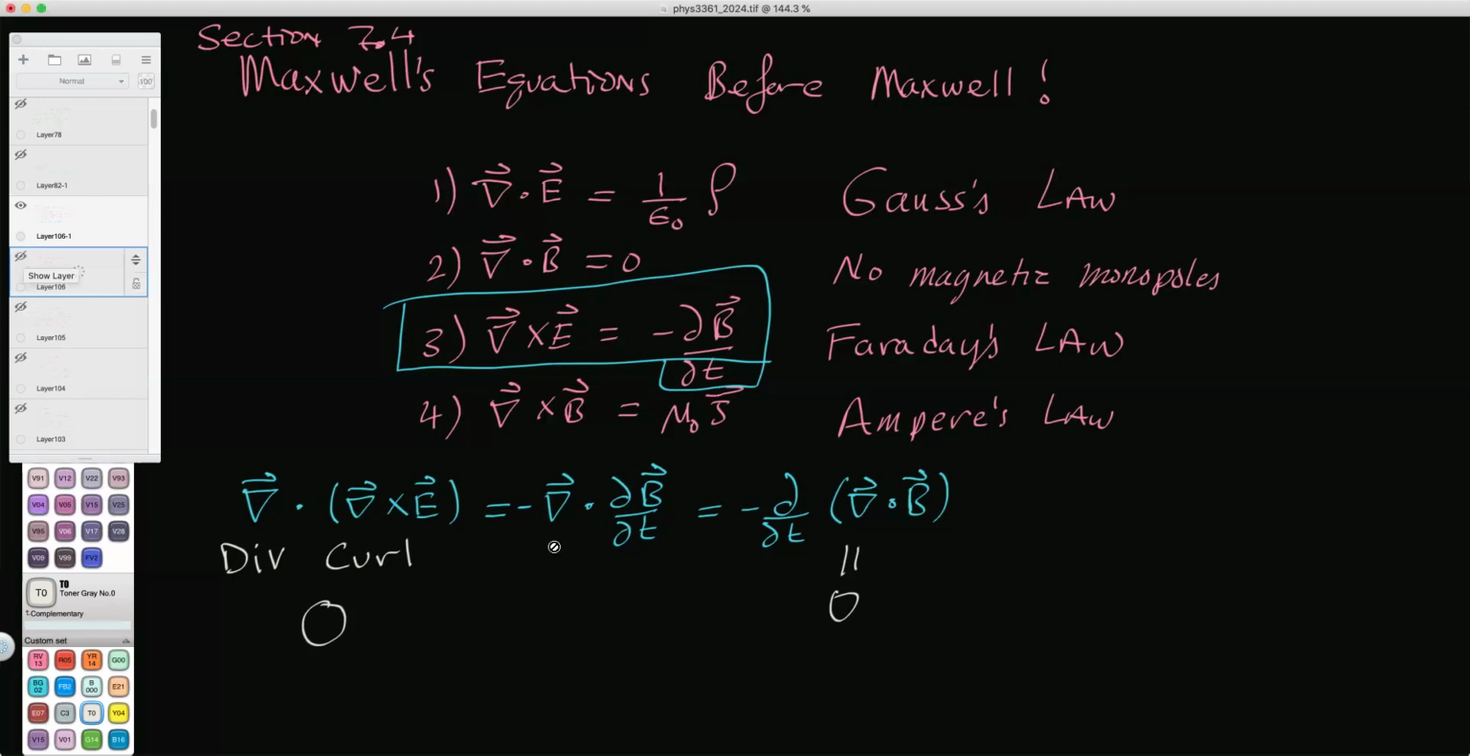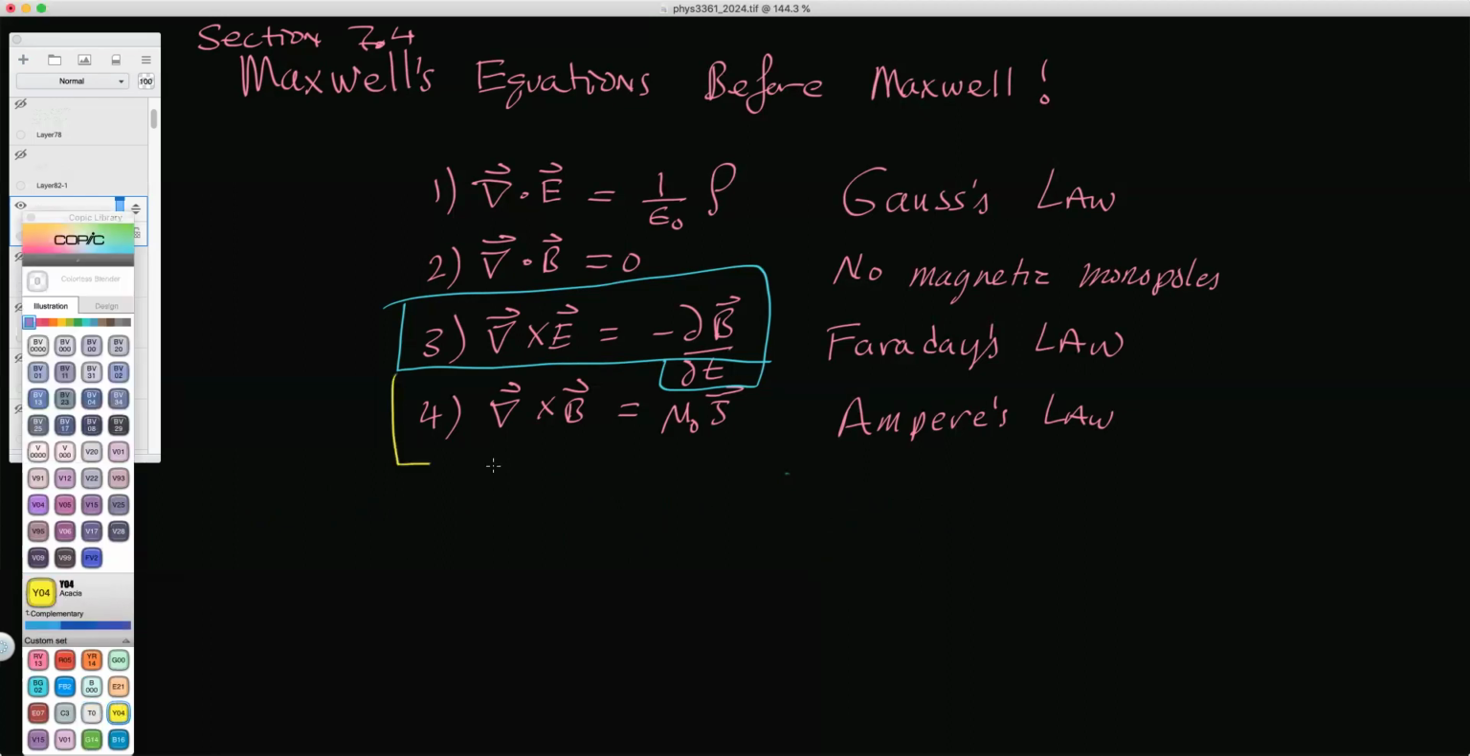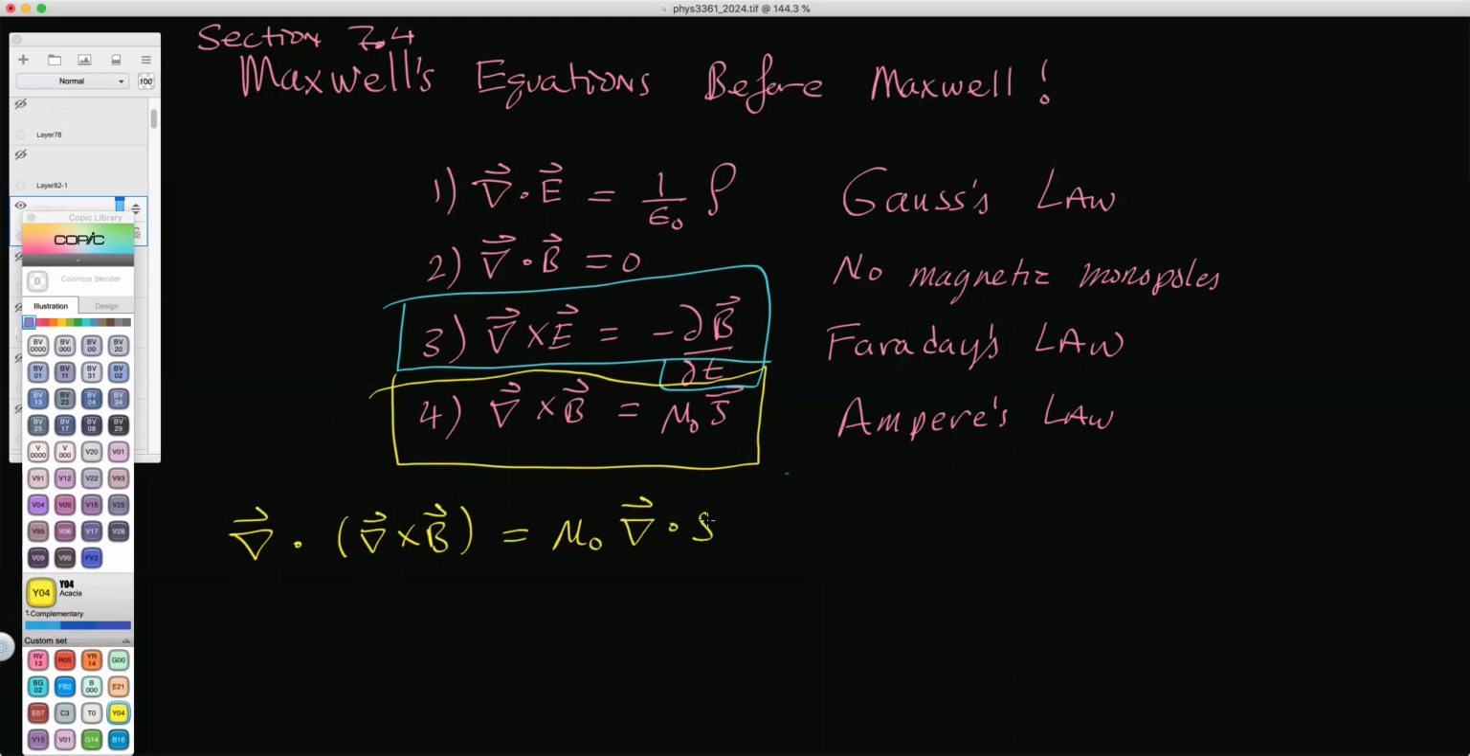Okay, so I'm going to erase this now, and we're going to do it for the next equation. Okay, so we'll do that in yellow here. All right, so let's do it. We're going to take the divergence of both sides. And we have mu 0 del dot J. Again, on this side, we have div curl, and that's going to give us 0.